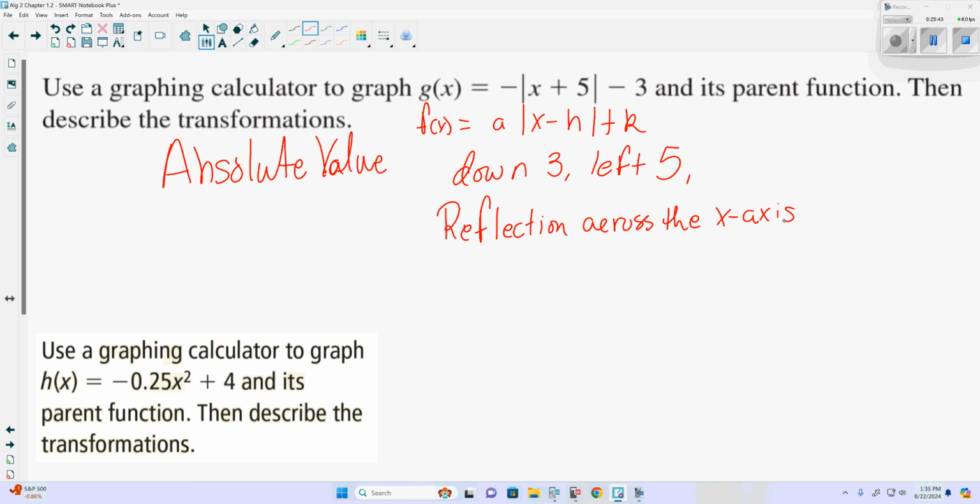Questions on anything we've done so far? The last one, I will give it to you because the answer for that is up 4, vertical shrink of 0.25, and a reflection across the x-axis. And that's what that is.